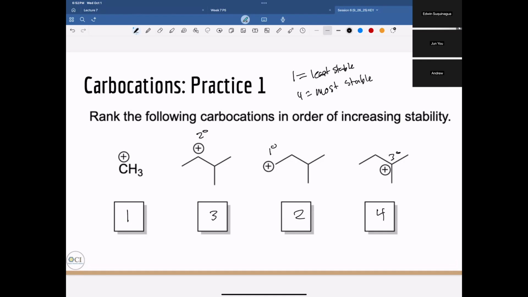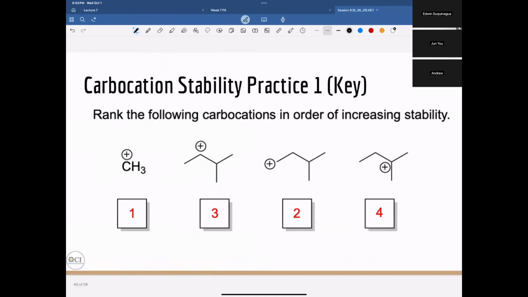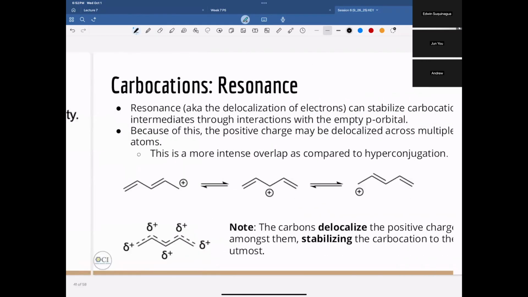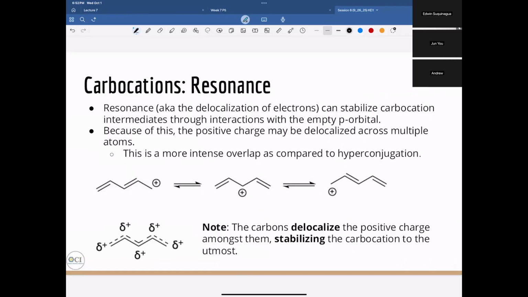Does this example make sense? Okay. Moving on then. Let's check the answer key. Carbocations, delving into resonance. This is essentially saying if you have a carbocation and it can do resonance, it's going to be more stable than a carbocation that can't do resonance. It's basically like Oreo, where if you can do more resonance, then it's going to be more stable. And we're just applying that logic towards carbocations.